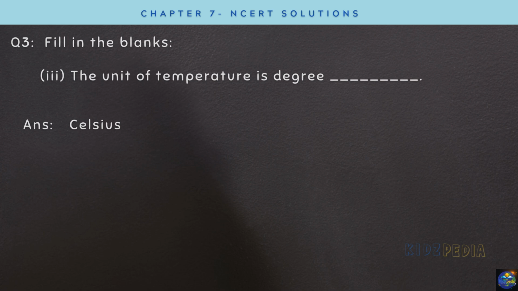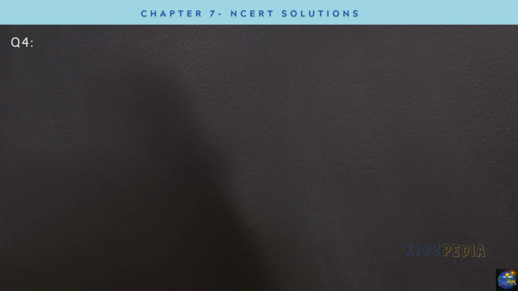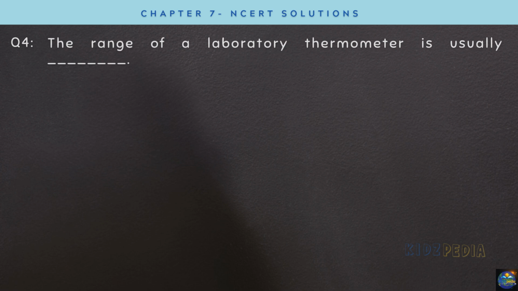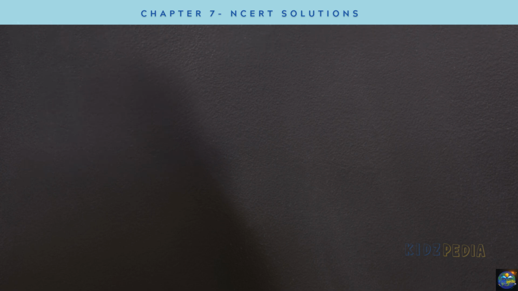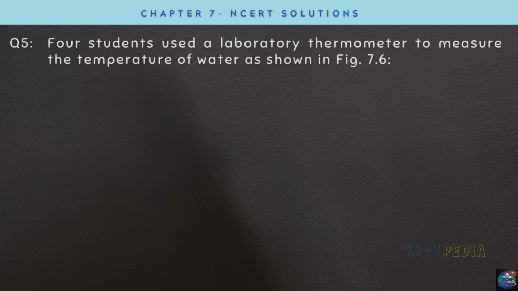Third one, the unit of temperature is degree Celsius, which is commonly used to measure temperature in daily life and science. Fourth question, the range of a laboratory thermometer is usually dash. The answer is option 2, minus 10 degrees Celsius to 110 degrees Celsius. Because a laboratory thermometer is used in science experiments to measure a wide range of temperatures from below freezing to above boiling of water.